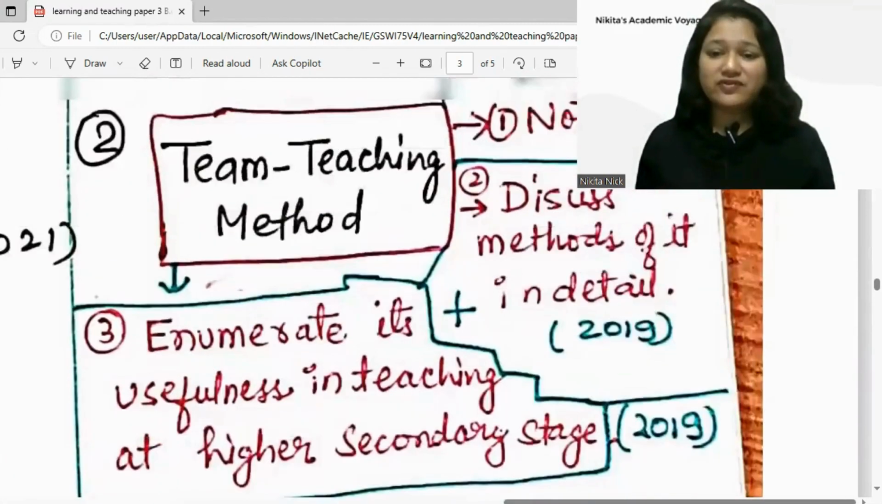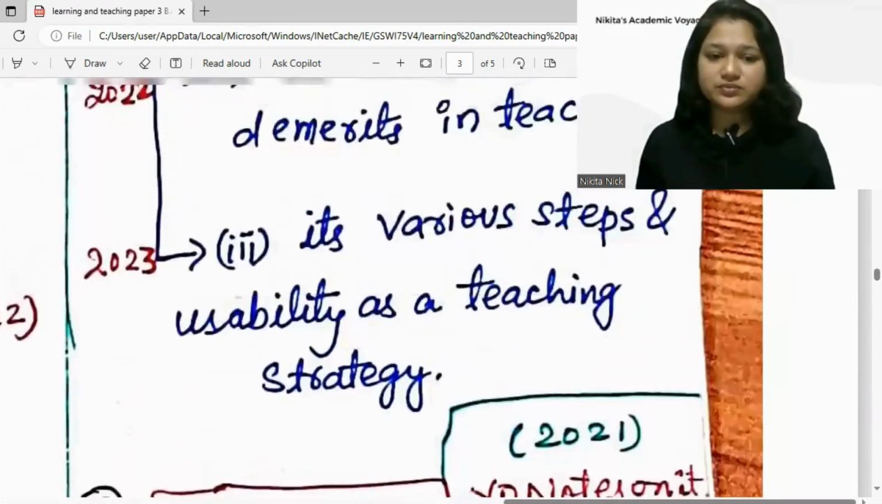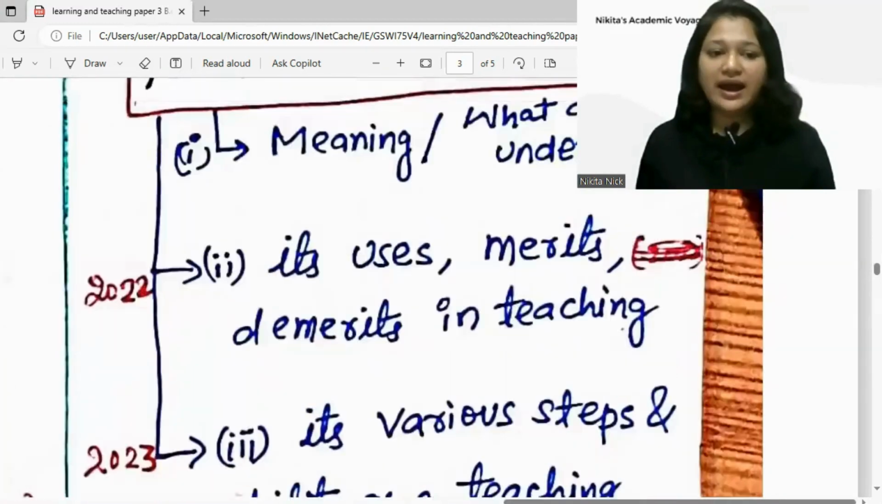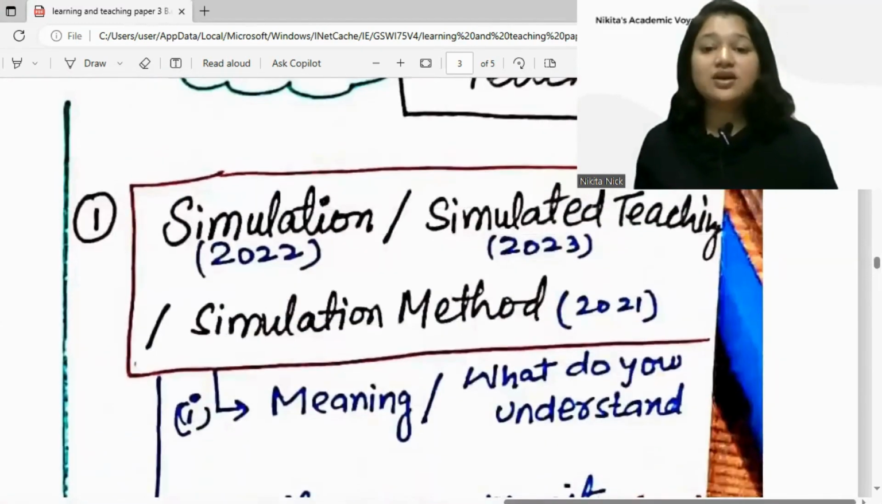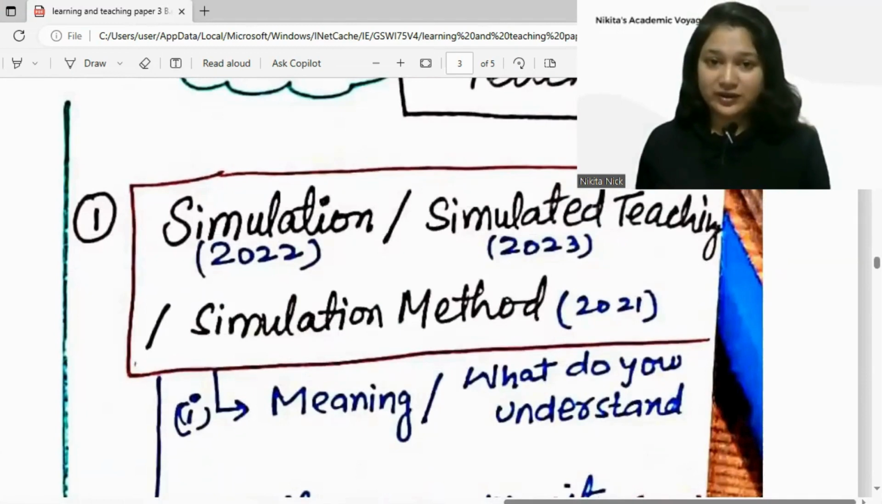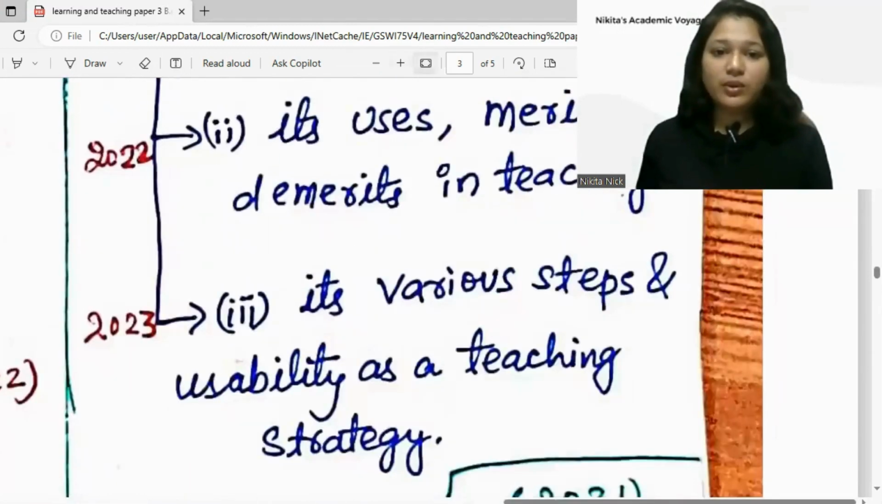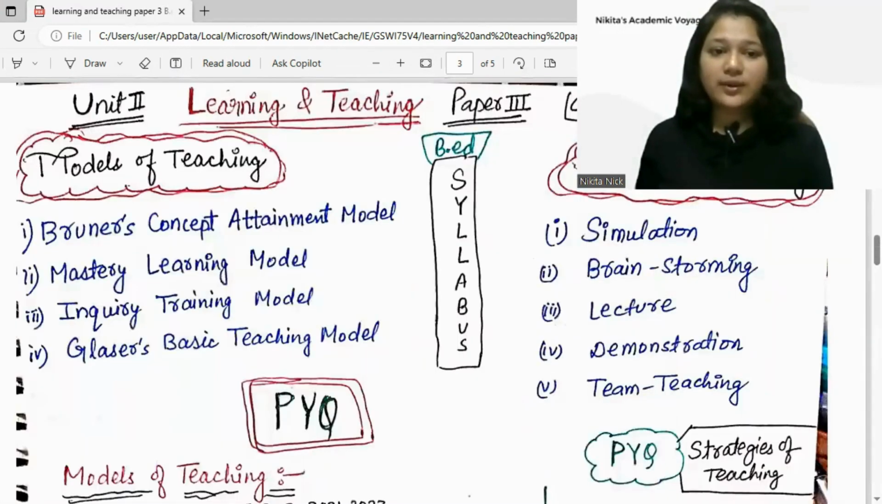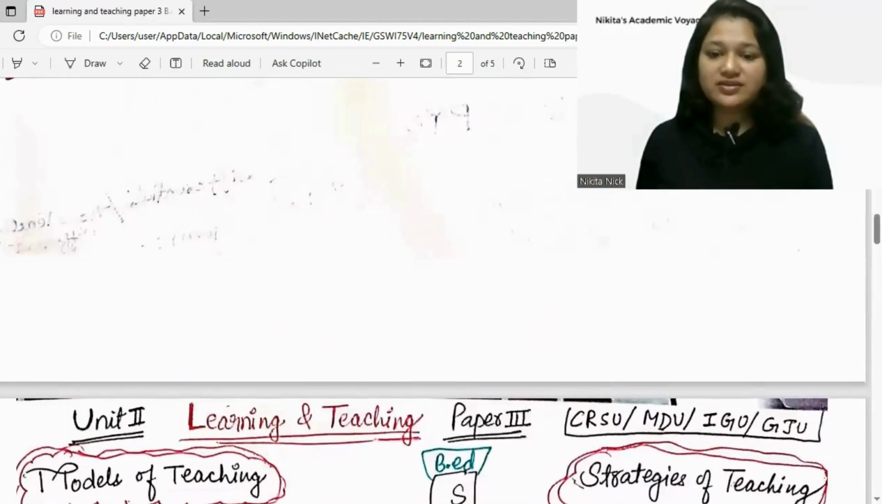So the very recent ones are team teaching method and simulation, that is simulated teaching or simulation method. Okay, this is all about unit number 2, models of teaching and strategies of teaching.